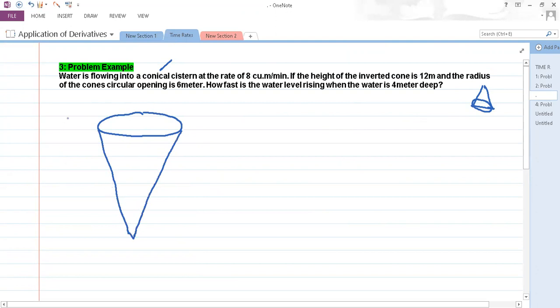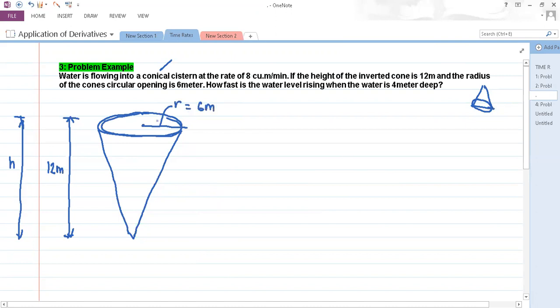So if the height of our inverted cone, yung height daw natin is 12 meter. Let's say this is our h, 12 meter. And the radius of the cone circular opening, so if this is our opening, ang radius daw natin here is equal to 6 meter. So how fast is the water level rising when the water is 4 meter deep? So if we have here a water, how fast daw yung water is rising?